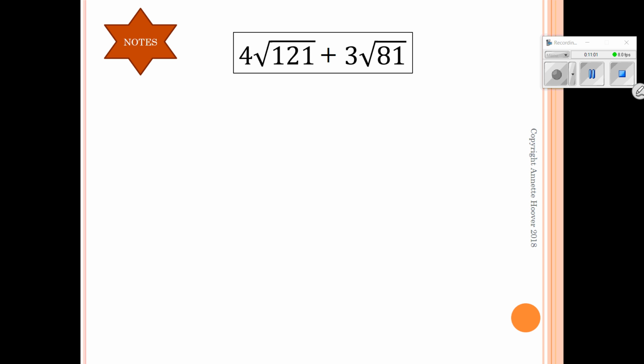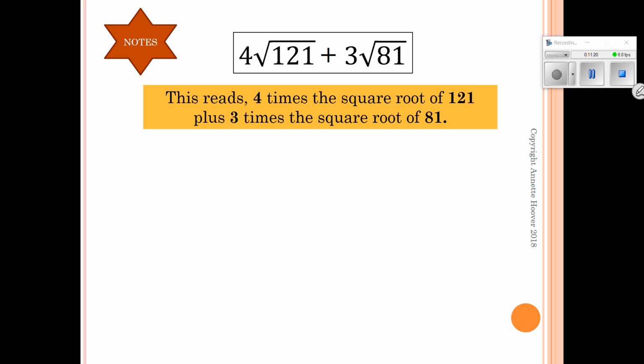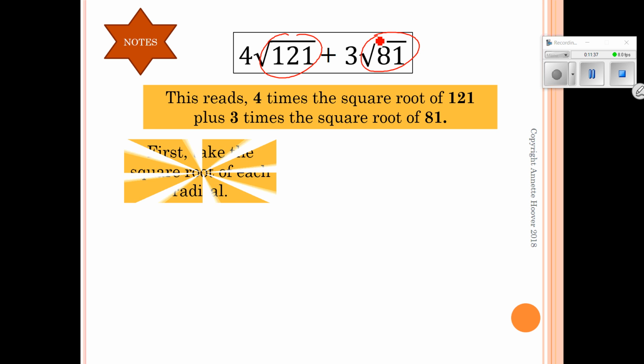This one is a little longer, but don't let it scare you. Notice that there is no operational sign between the 4 and the radical. Remember, we've talked about this, and when there's no operational sign in algebra, it's an understood multiplication. So what this actually reads is 4 times the square root of 121 plus 3 times the square root of 81. We would want to follow our order of operations. So first we have to evaluate what's underneath the radical sign first. So when we do that, the square root of 121 is 11.